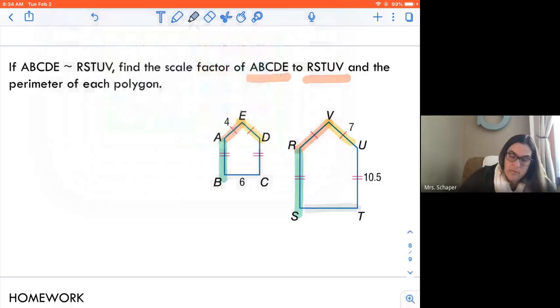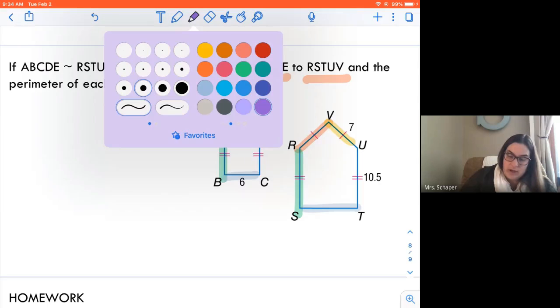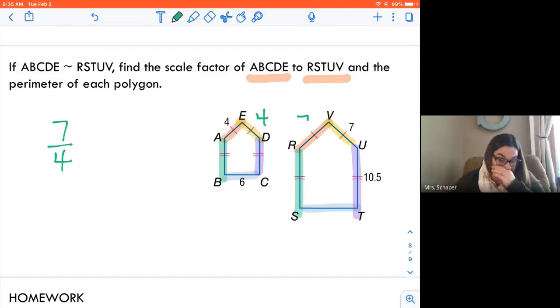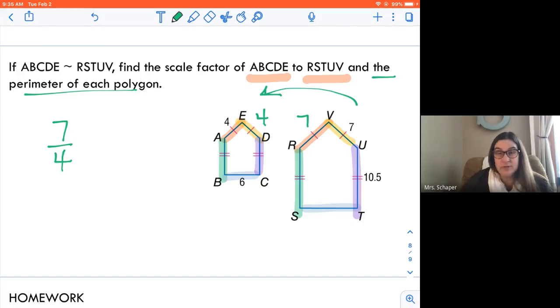Highlighting plays a part more so when you're working with figures that maybe don't line up perfectly. Like if one was turned, that would be a good place to use it. So when we're taking a look at this, I can say 7 to 4 because this is 4 and this is 7, so that helps out. So find the factor, and then we have to find the perimeter of each polygon. So the scale factor is from my new to my original, or image to pre-image, another way. So my scale factor is 7/4.